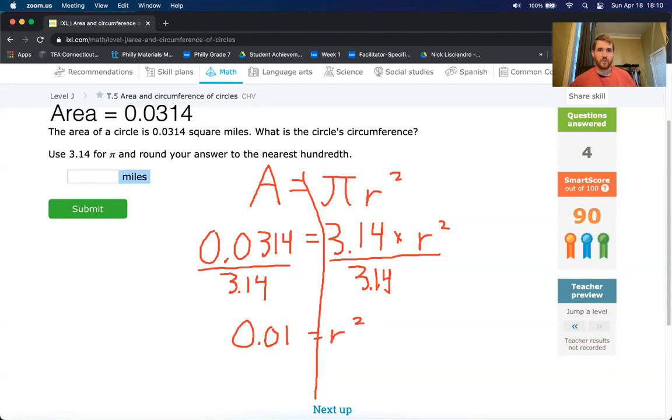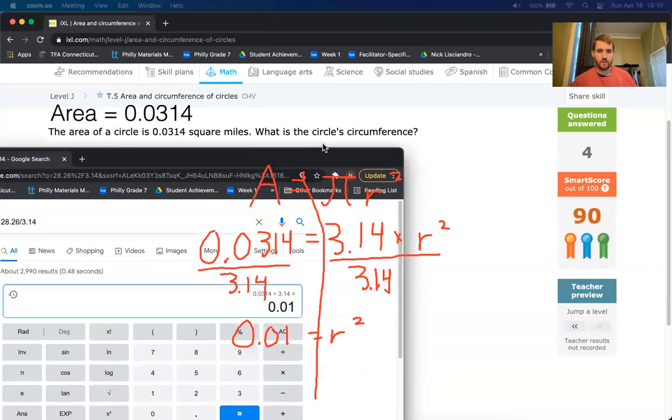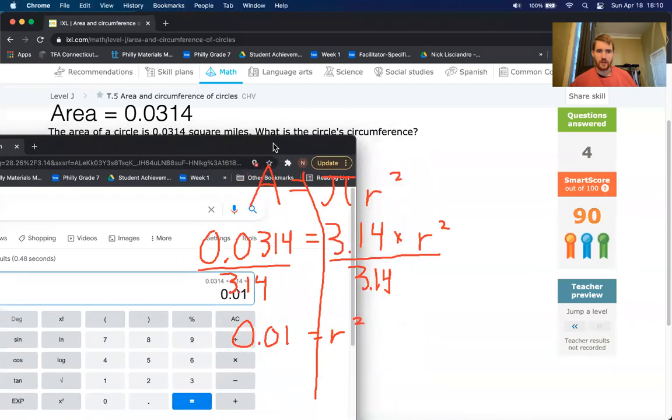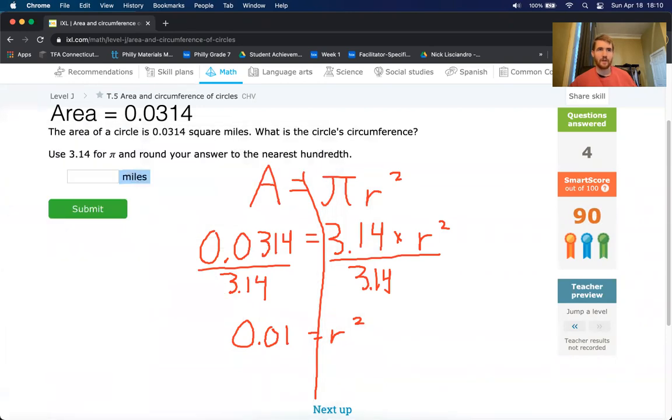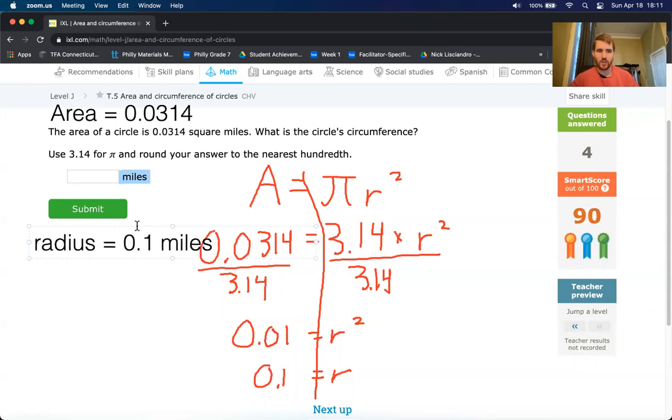So this is where we are going to need to do the square root. Remember, you can do this on Google. You can probably do this on a calculator on your own, but I don't know how, because everyone has different calculators. So this is the square root button on Google. Then you're going to press 0.01, enter, and that is equal to 0.1. So the square root of 0.01 is 0.1. And that means r is equal to 0.1. So that's a big piece of info. We have the area, now we have the radius is equal to 0.1, and it would be miles, because that's the unit we're working with.